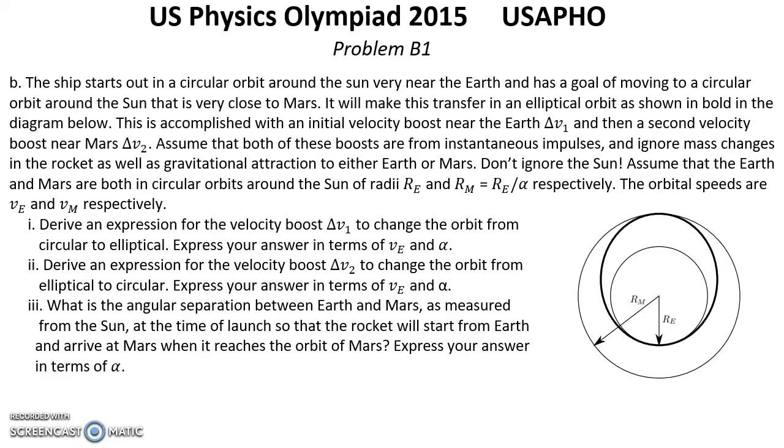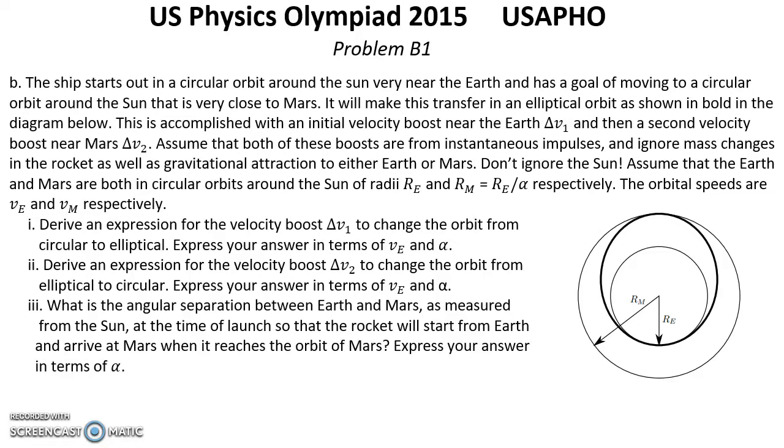Don't ignore the Sun. Assume that the Earth and Mars are both in circular orbits around the Sun of radii R_e and R_m equal R_e over alpha respectively. The orbital speeds are V_e and V_m respectively. First question. Derive an expression for the velocity boost delta v1 to change the orbit from circular to elliptical. Express your answer in terms of V_e and alpha. Second question. Derive an expression for the velocity boost delta v2 to change the orbit from elliptical to circular. Express your answer in terms of V_e and alpha.